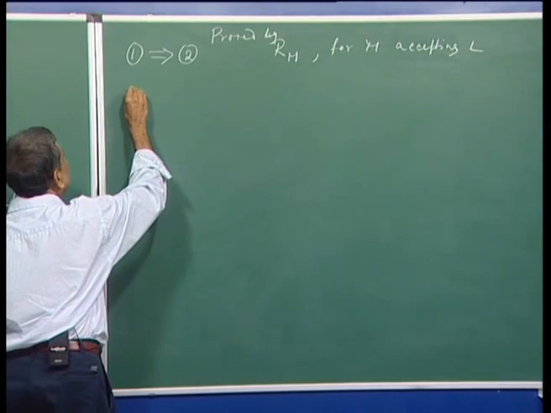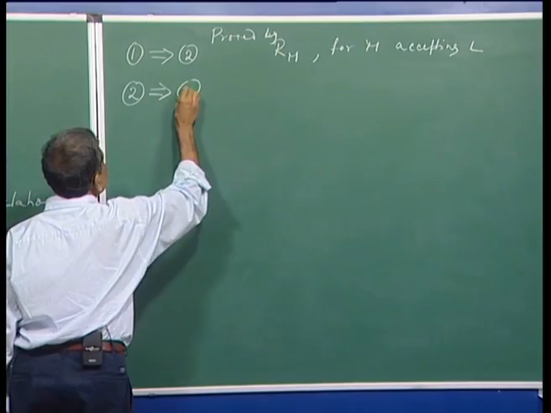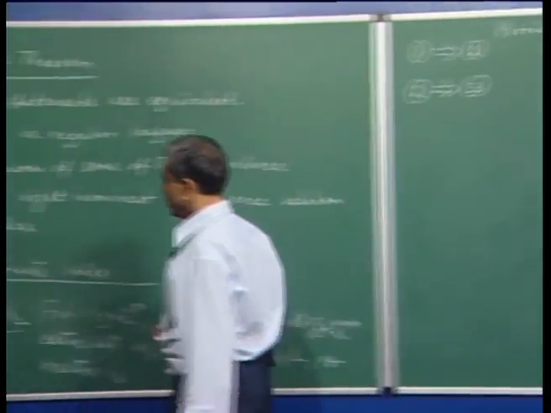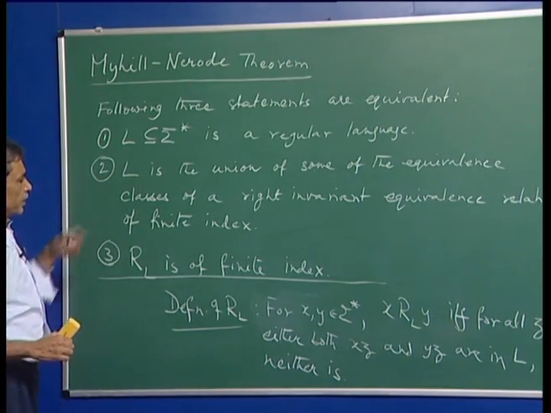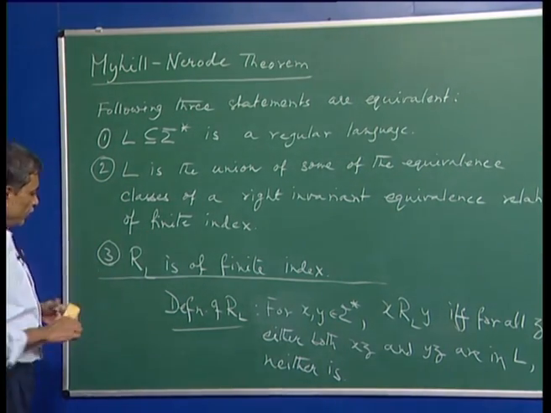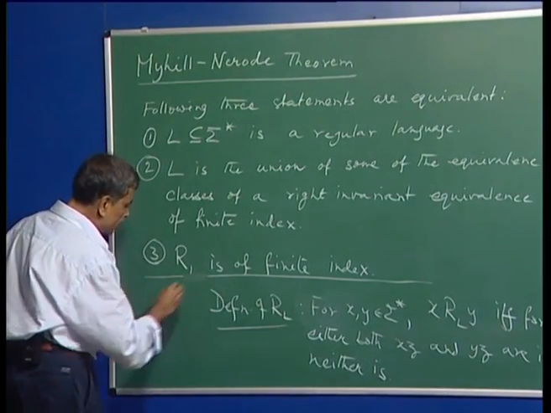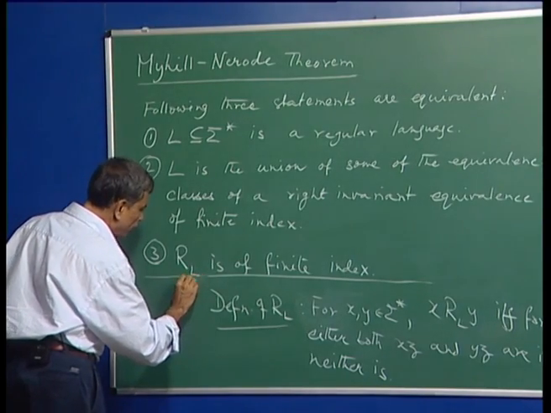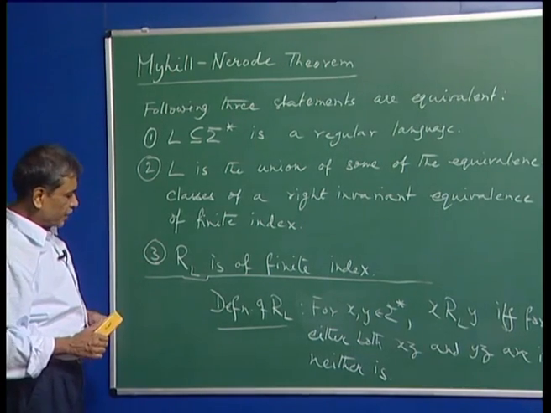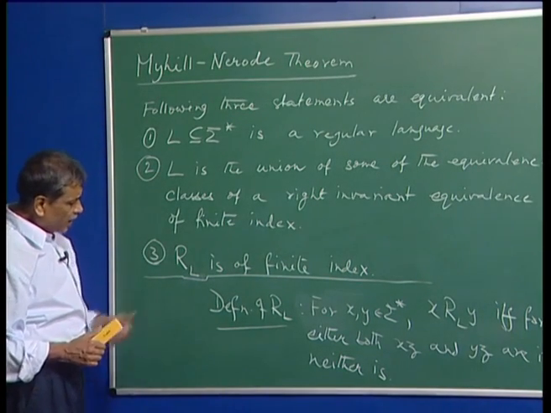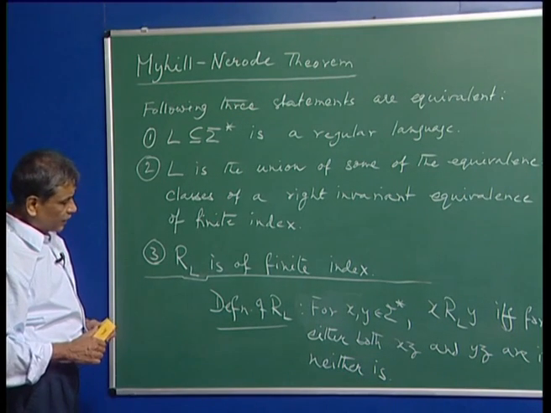Now, we would like to prove 2 implies the statement 3. Here we start with the assumption that L is such a language satisfying the conditions here, and then we would like to show that the equivalence relation R_L for this language is of finite index. We defined R_L last time, and it was like this.